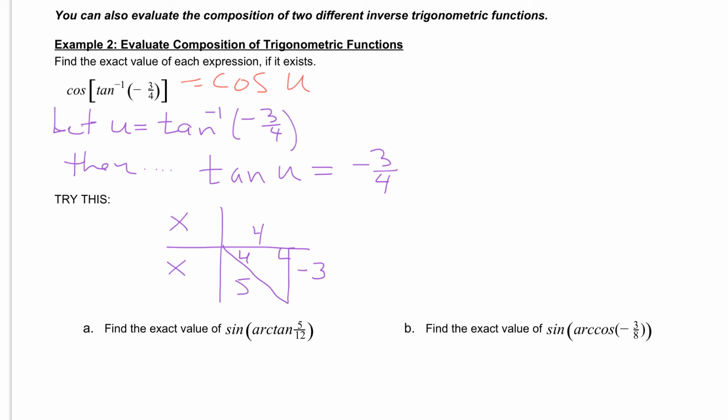So now all we're looking for is the cosine of u. So if this is u inside, cosine is going to be the adjacent over the hypotenuse, which tells us that our answer here is just 4 over 5.